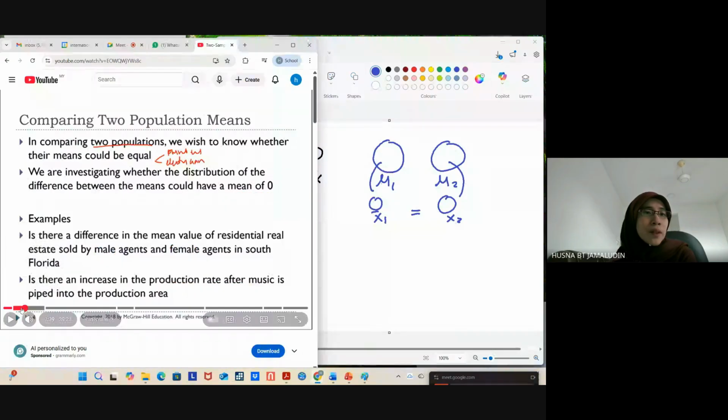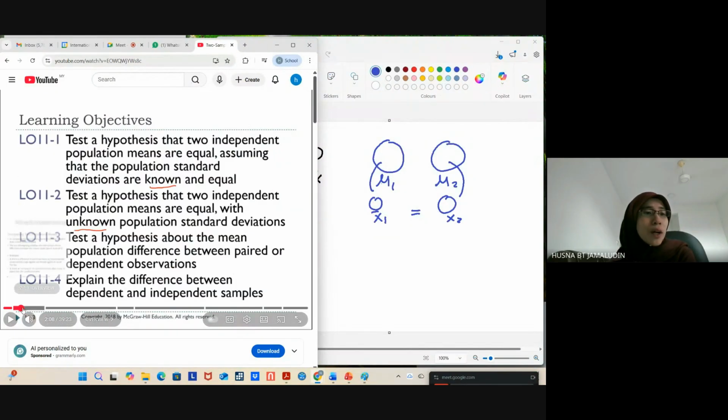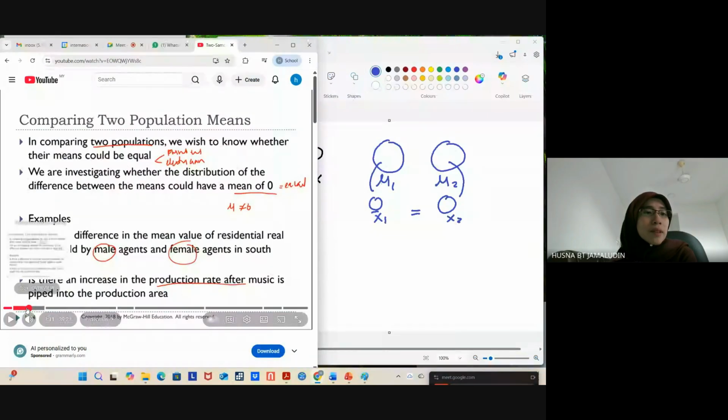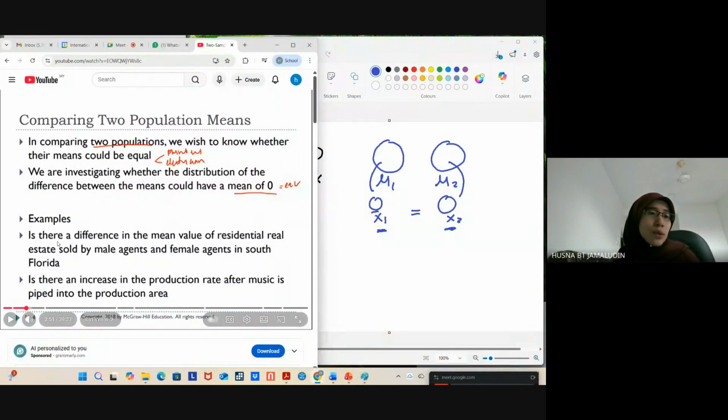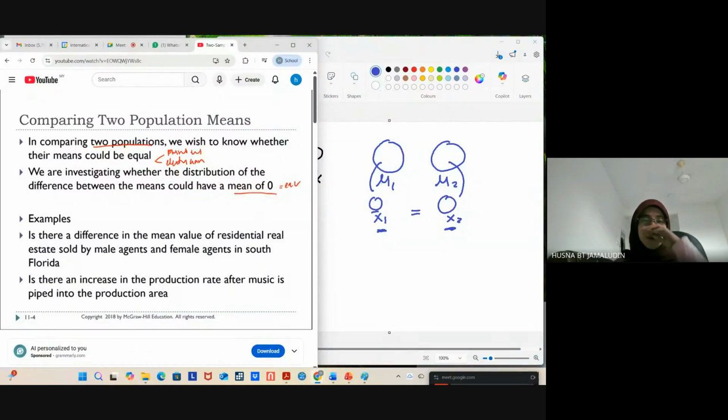As I mentioned to you, you are comparing two population means, right? You want to compare the sample mean for number one and number two, are they equal or not equal? That's it. An example is seeing whether there is a difference in the mean value of residential real estate sold by males and females. Of course, you know that females and males are different, right? So you want to compare these two things.